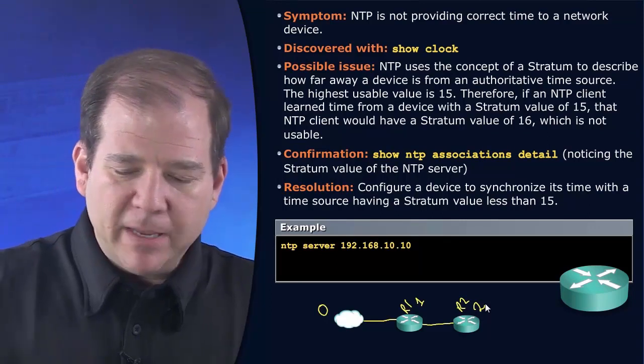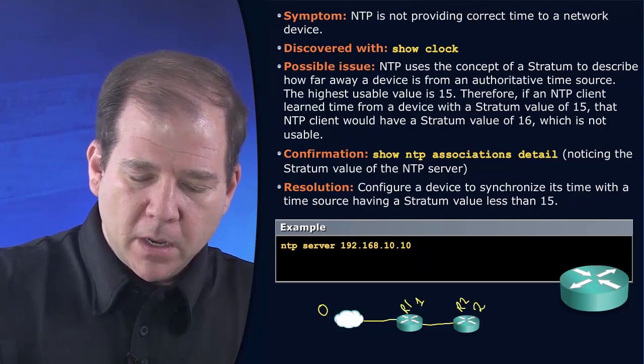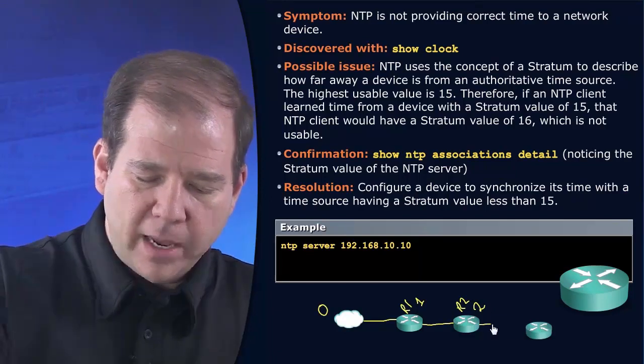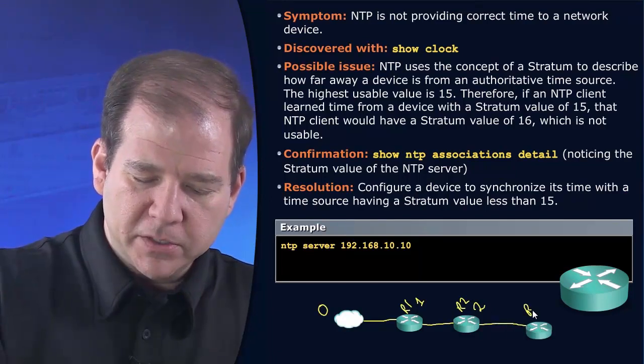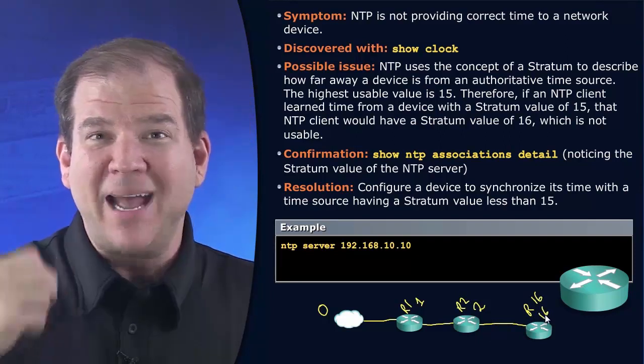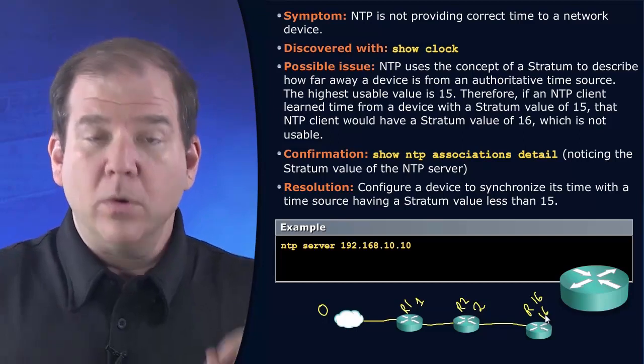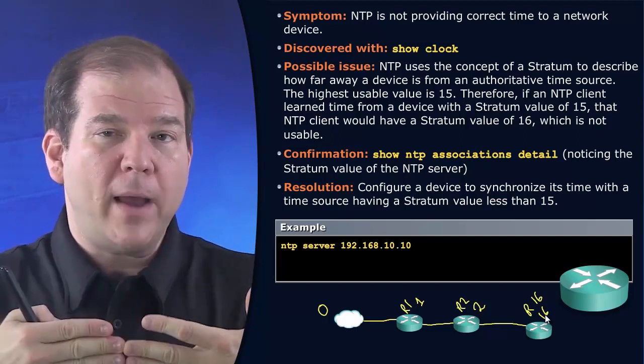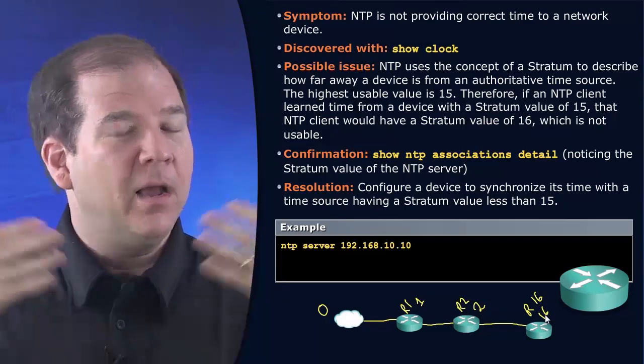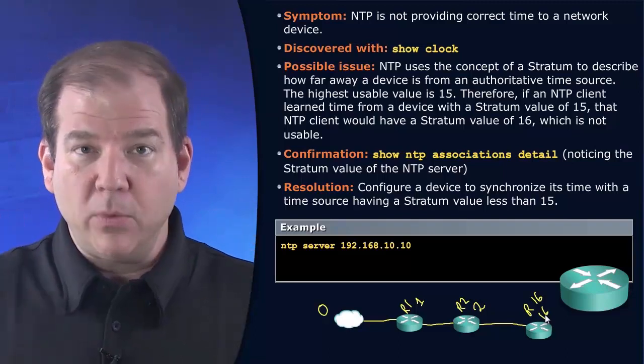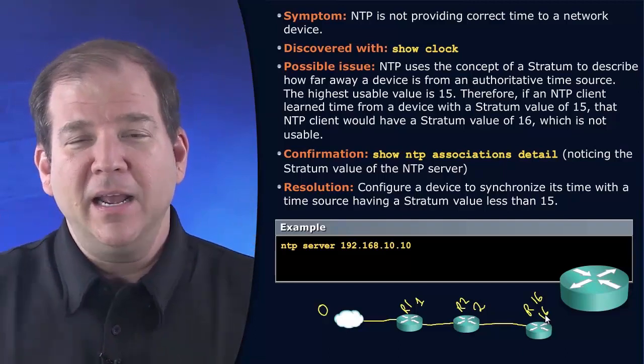But the point is, if we get to a point where a router would have a stratum value, let's say this is going to be router 16, R16, if it would have a stratum value of 16, that's not valid. In other words, if I'm trying to learn time from a router that has a stratum value of 15, I'm not going to be able to do that because that would give me a stratum value of 16, and that's too much.